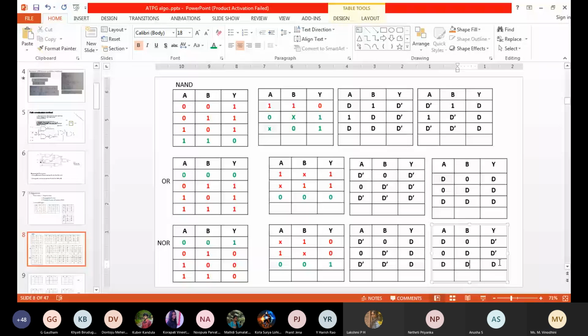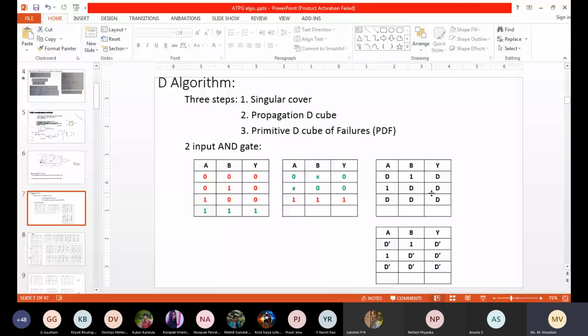Clear, students? So you should remember this. Mainly these 4 gates, mostly the circuits which we will deal with I will take with these 4 gates only, because this is lengthy. I will definitely make it a minimal circuit only. If I give a bigger circuit, then your A4 size papers won't be sufficient. Now we got the singular cover and propagation D cube for AND, NAND, NOR, and OR.